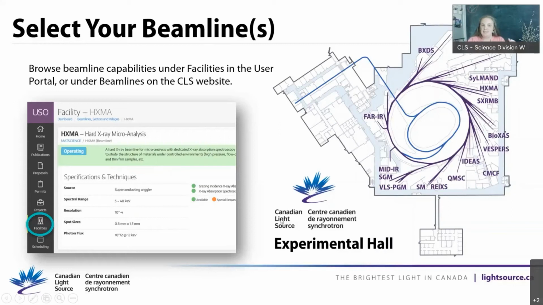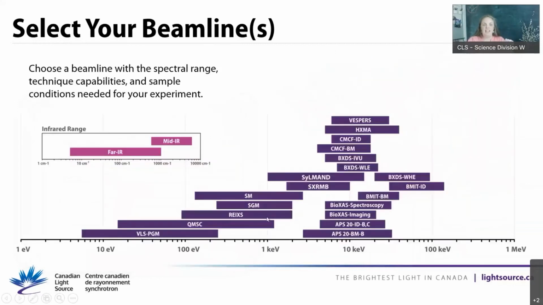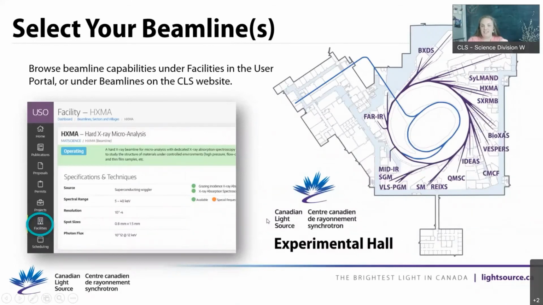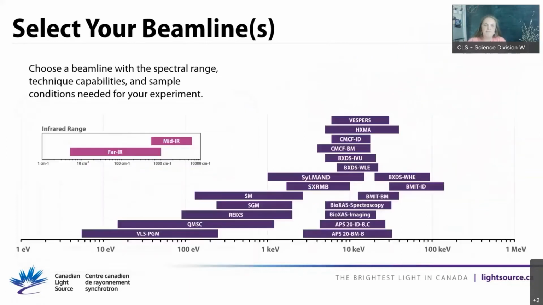On the CLS website, there's also a lot of information about each beamline, including the contact for each beamline. So we have a beamline responsible, who is the person that oversees the beamline and manages everything having to do with that specific beamline. So those are the people that are really good to contact when you're considering submitting a proposal for their beamline.